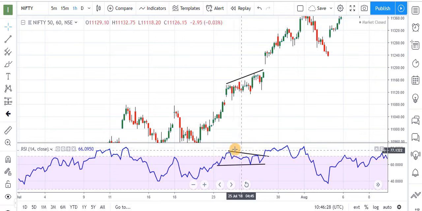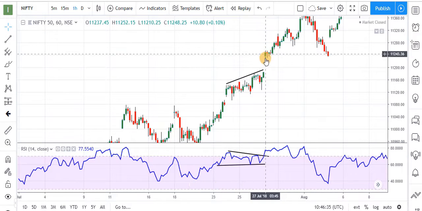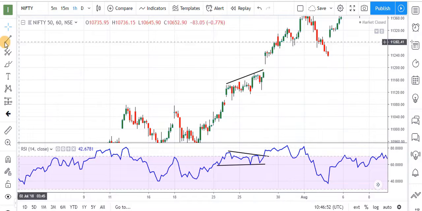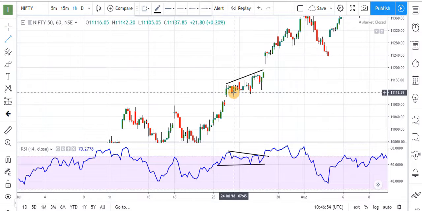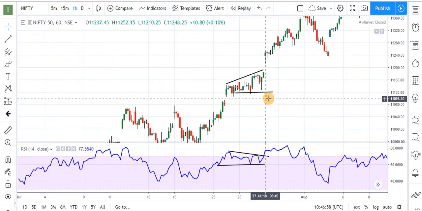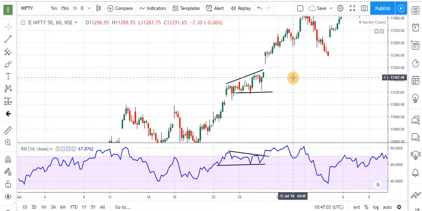At this point, RSI is breaking the resistance line in upward direction. So this breakout candle is our signal candle, and we can make our buy position at this candle. Prices are taking support at this level. See, this is the level. Prices are taking support at this level. So this is our stop loss level, and this will be our buying point.